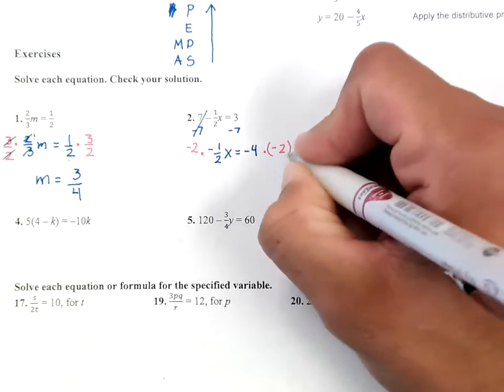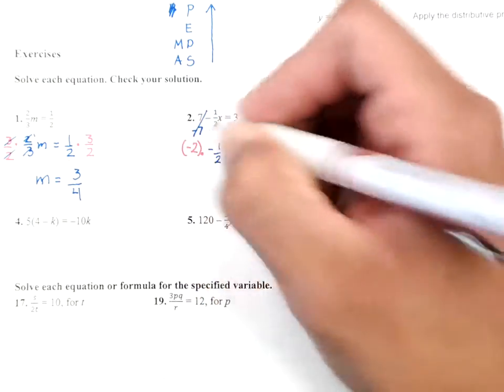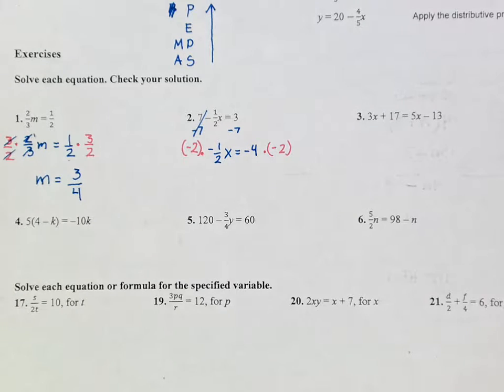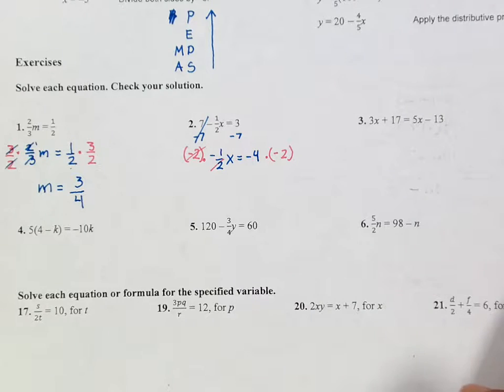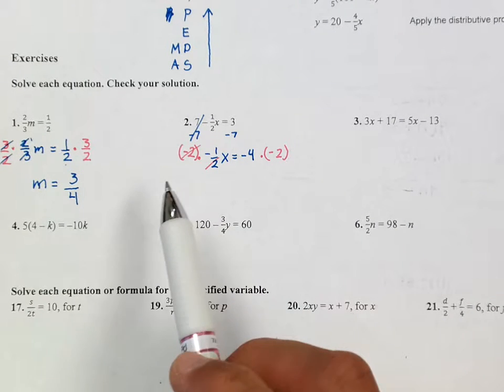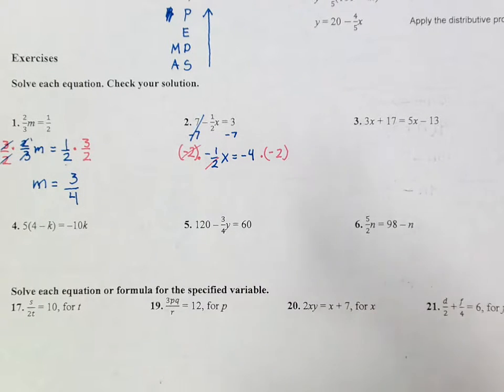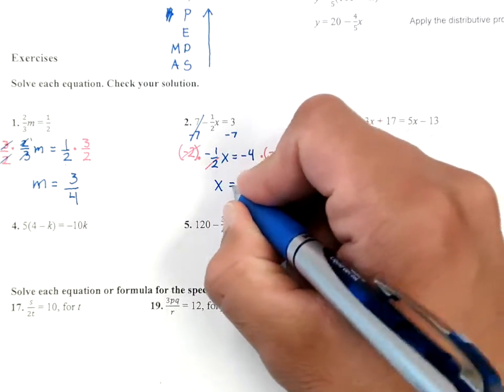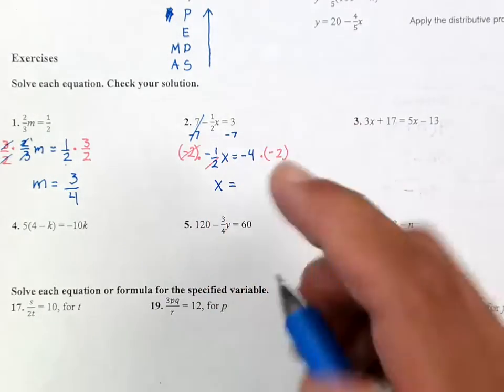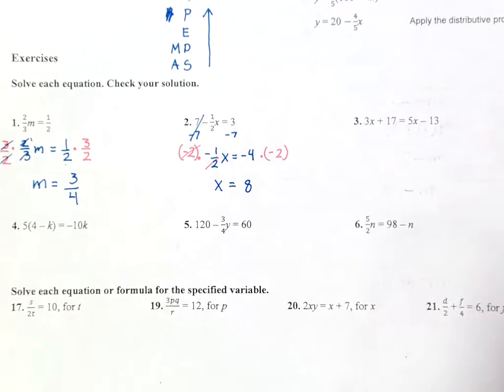I'm going to put that in parentheses. It bothers me when the negative is just hanging out there. You understand why I just multiplied times the -2? It's the reciprocal of -1/2. Okay, so that's going to cancel out. Now don't get all screwed up here. If I multiply a negative times a negative, I get a what? Positive, right? So I'm going to get a positive x here. And now I have -4 times -2, which is positive 8.